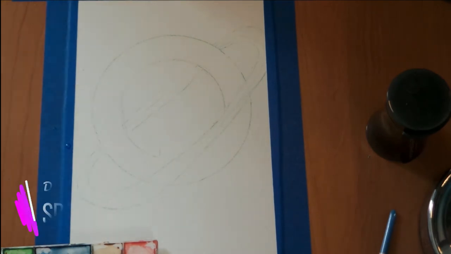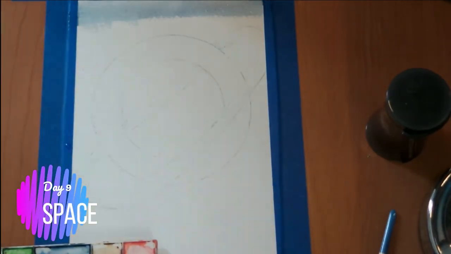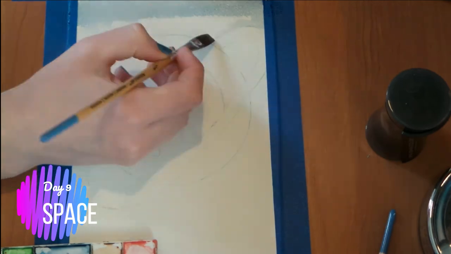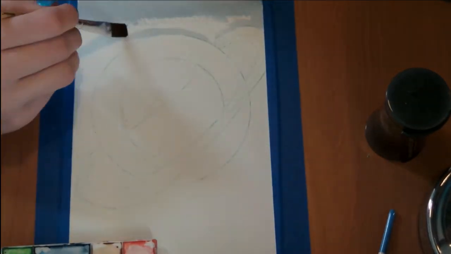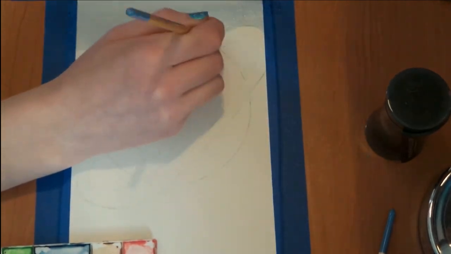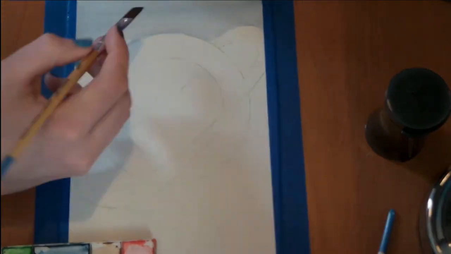Hey guys, Matt's here for day 9 of the Quarantine Art Challenge. Today's theme is space or celestial, and I decided to paint a galaxy around a negative image planet with a ring around it.